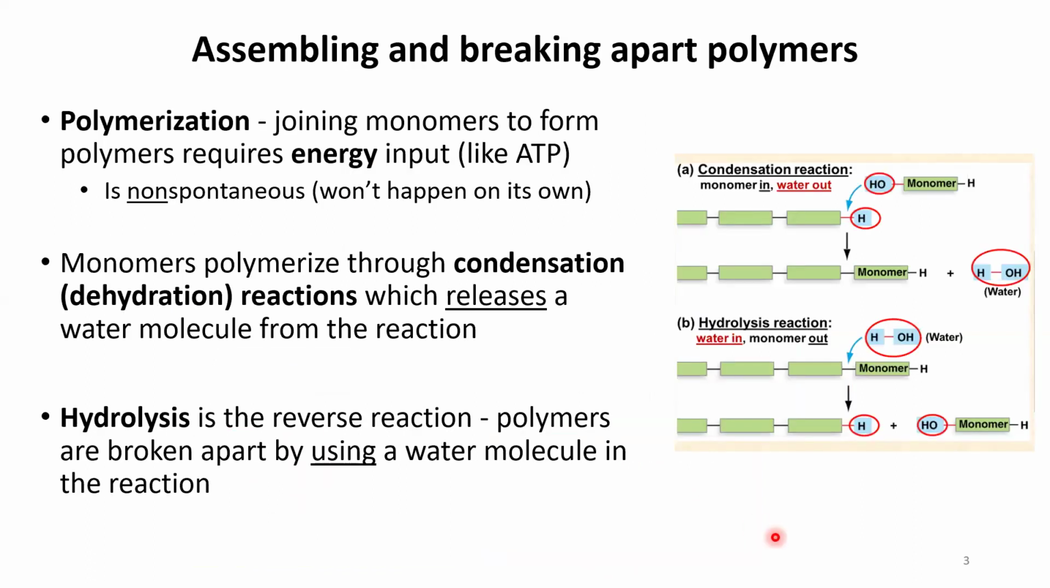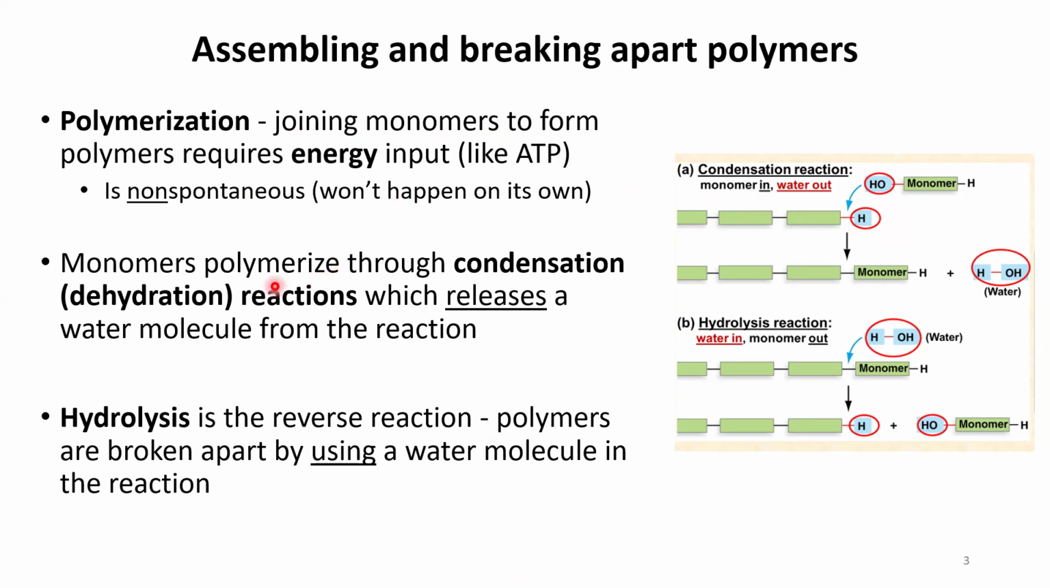So how do we actually assemble and break apart these polymers? This is through a process called polymerization, where they use energy inputs like ATP, and it literally joins together these individual units of the molecules. And this is non-spontaneous, which means that it requires energy input and that it won't happen on its own.